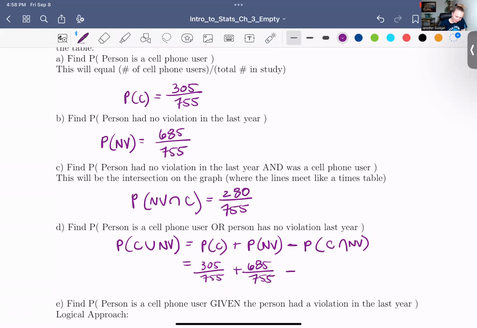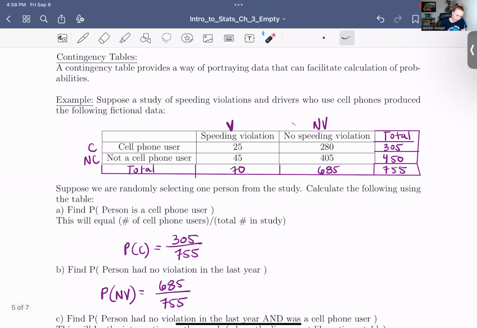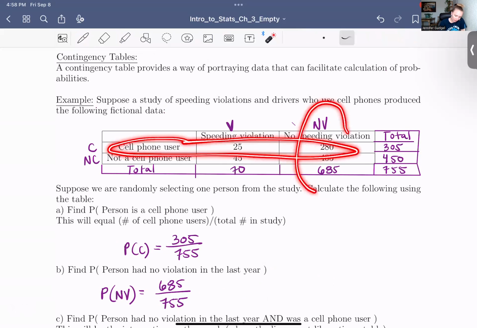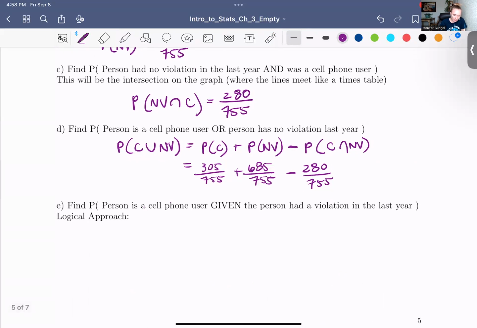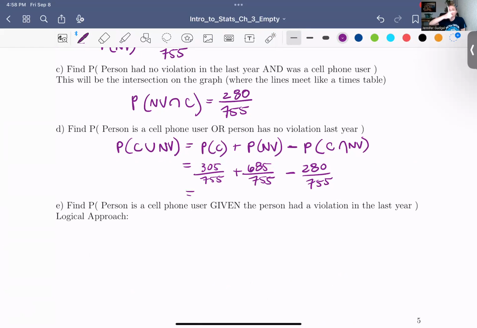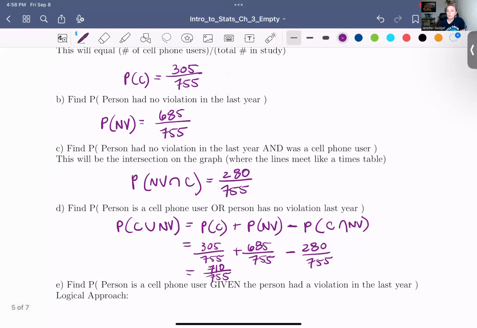Divided, minus, my bad, the and statement. So again, cell phone user and no violation repeats at that 280. So minus the 280 out of 755. You notice these have a common denominator here. So I can just add the numbers 305 plus 685 and then subtract 280 and we get 710 out of 755. The other way to look at this is to look at your chart.